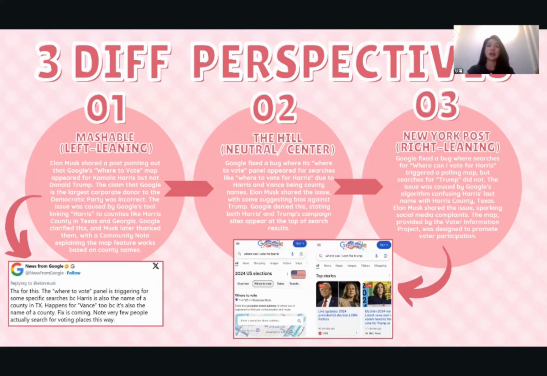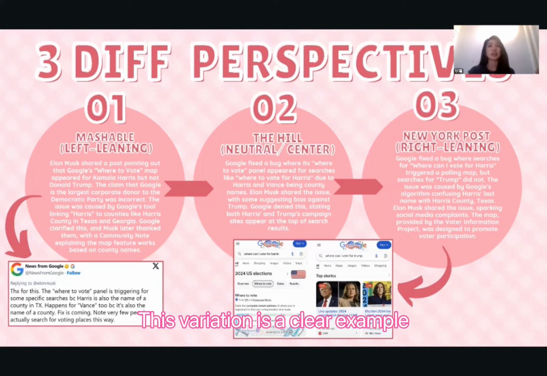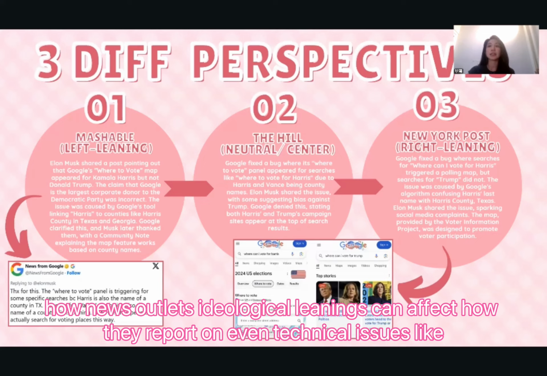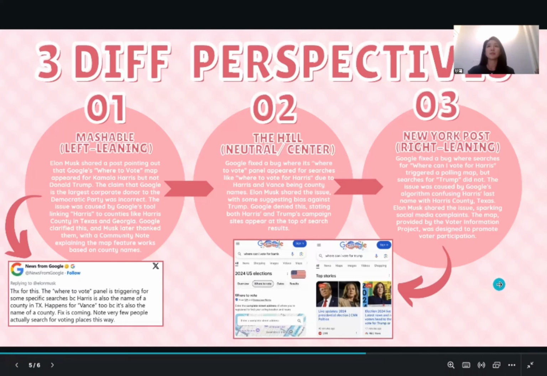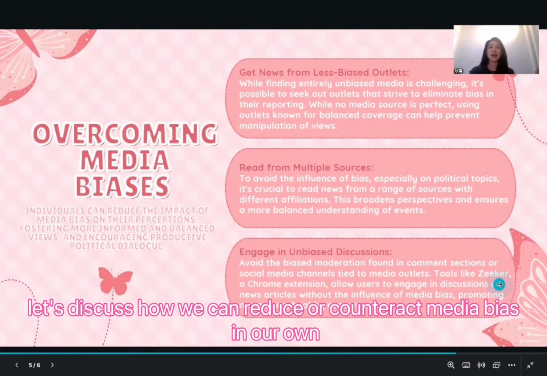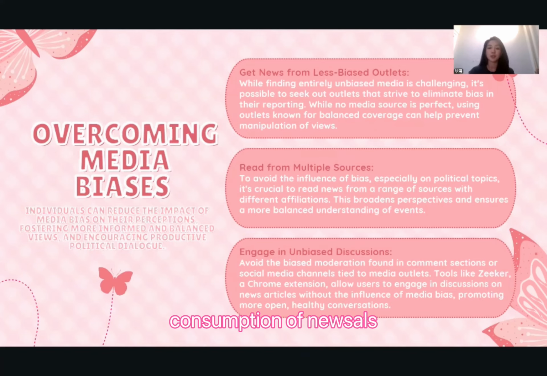As we can see, different sources took different approaches to cover the same exact event. This variation is a clear example of media bias in action, how news outlets' ideological leanings can affect how they report on even technical issues like this. So, moving on, let's discuss how we can reduce or counteract media bias in our own consumption of news.